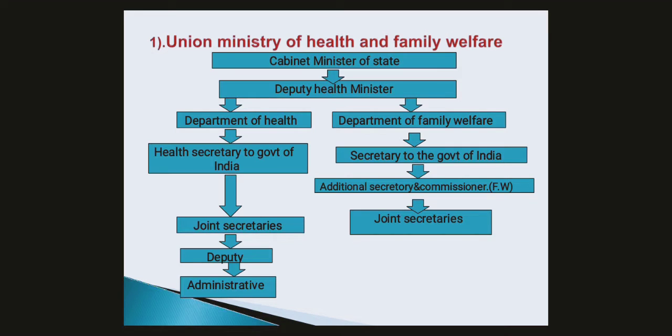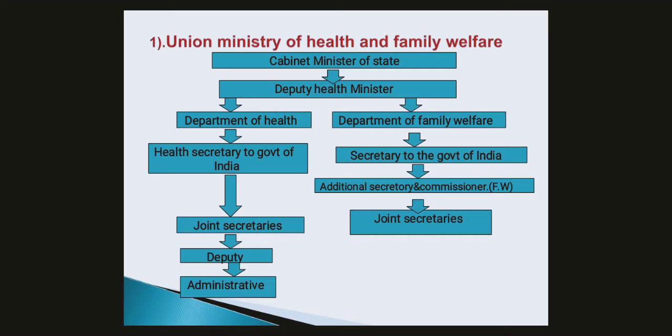Next is the Union Ministry of Health and Family Welfare chart. First is the Cabinet Ministry of State. That is the important part in the Union Ministry. The Cabinet has the chief minister, the chief member of the Union Ministry. Then second is the Deputy Health Minister. The Deputy Health Minister's office is divided into two parts: Department of Health and Department of Family Welfare.